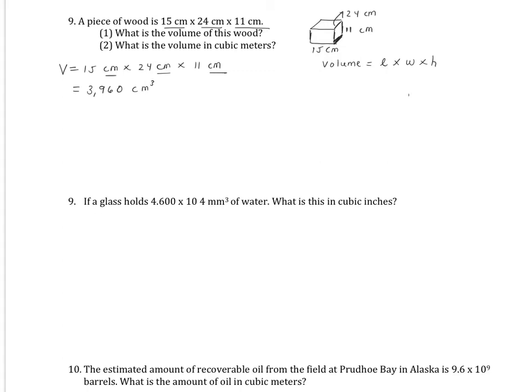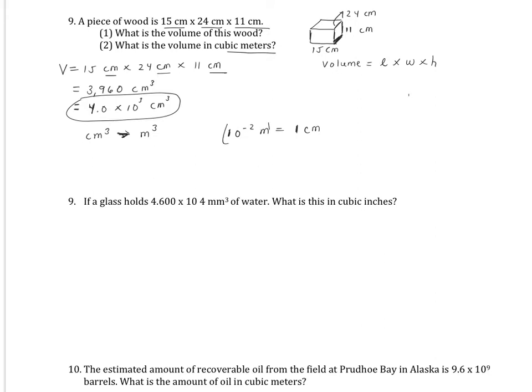And we have to report to the proper significant figures. We're going to report this in scientific notation as 4.0 times 10 to the third centimeters cubed. And the follow-up of this problem is we want to convert the centimeters cubed to cubic meters. Okay, so we're going from centimeters cubed to meters cubed. And we know that there's 10 to the negative 2 meters in 1 centimeter.